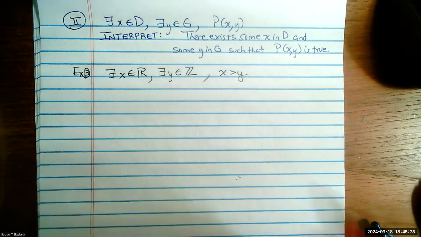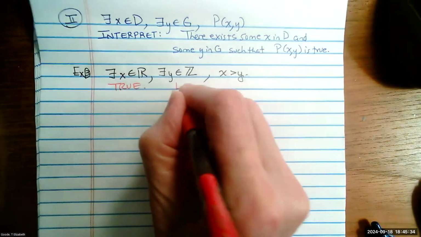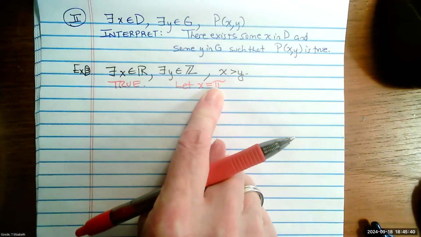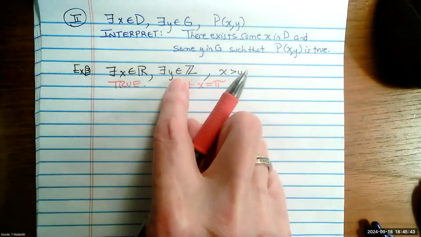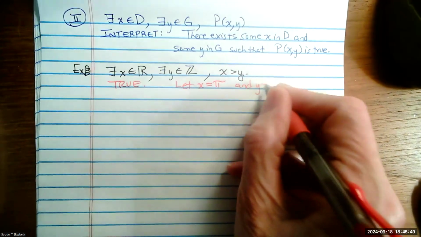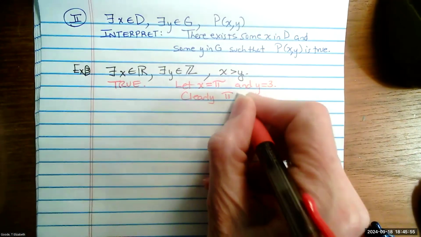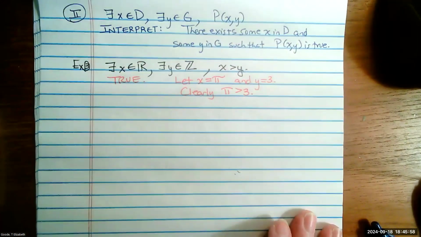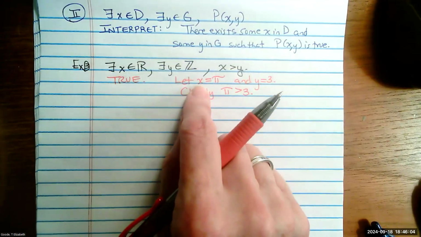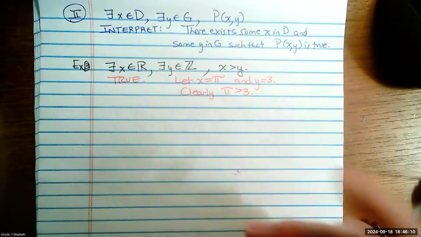So I'm just going to use an example to introduce an irrational number. We could just let X equal pi. You see, we just have to find one example. So we can just pick an X and a Y that work. So if we let X equal pi and Y equal 3, clearly pi is greater than 3, right? I picked a real number and I picked an integer. In fact, integers are real numbers. I could have picked X equal 4, but I kind of wanted to make the point that the set of real numbers is bigger than the set of integers. Any questions?